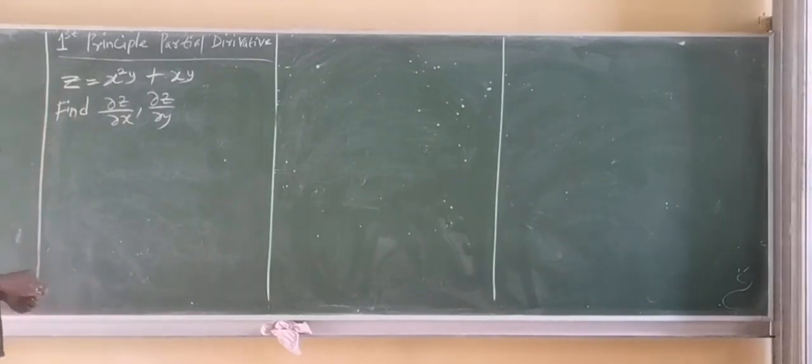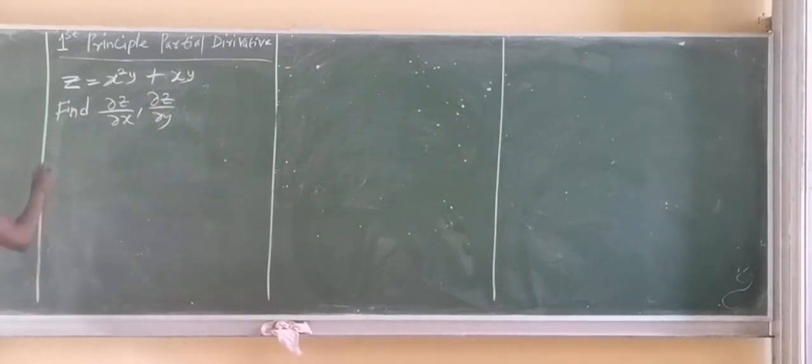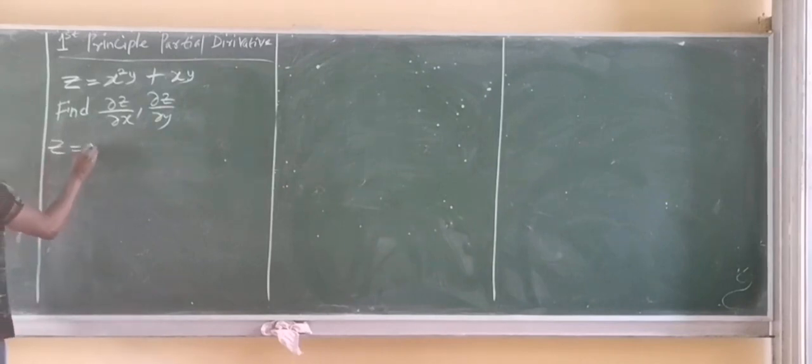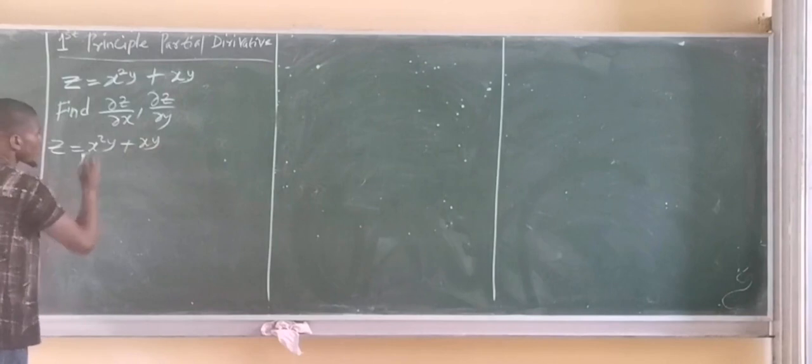So let's say we're doing this problem z equals x squared y plus xy, and we're asked to find the partial derivative of z with respect to x and the partial derivative of z with respect to y from first principle. So let's say z equals x squared y plus xy.